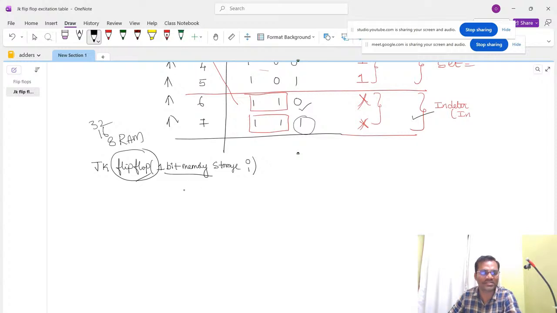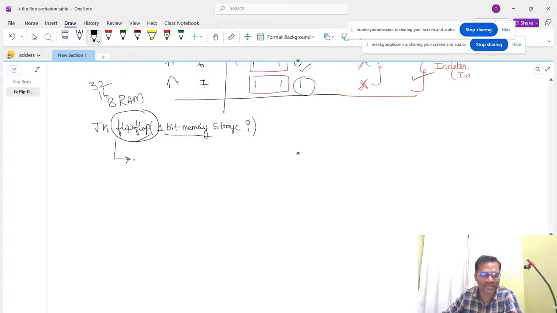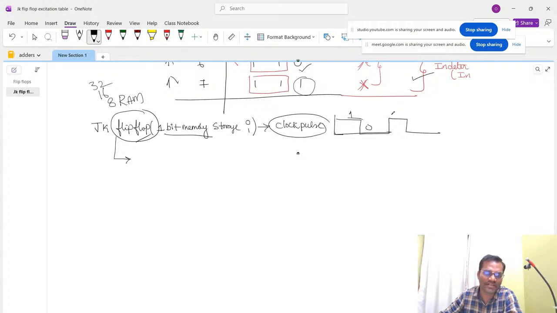Now what is the importance of JK flip flop? If the flip flop has to work, what do we require? One more input, the clock pulse. What is a clock pulse? This will be a signal like this. It starts with one magnitude and goes to zero, and again it comes to one and goes to zero. If this signal is given to your flip flop, only then it will work. That's how we have to understand. Flip flop will work only when we give this clock pulse to it.